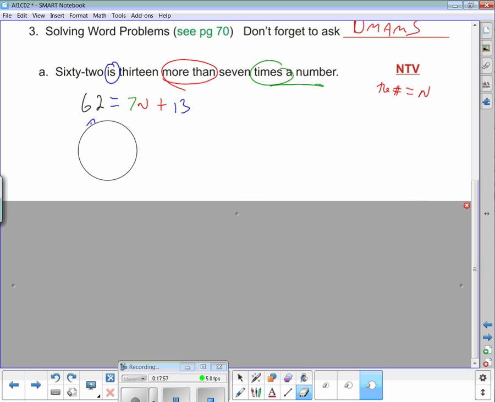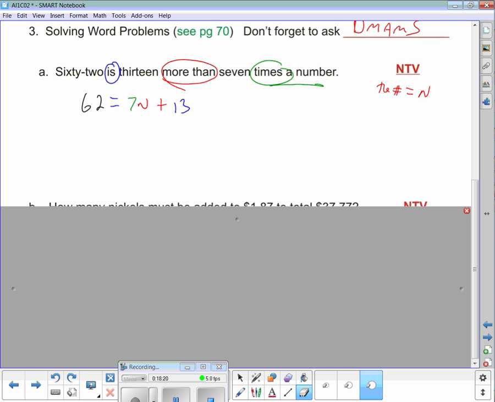You can write 13 plus 7n because of the commutative property. So you can do 13 plus 7n, but I think really the idea of the problem is 7n plus 13, right? 62 is 13 more than 7 times the number. 7 times the number plus 13. All right, we don't have time to solve this. If you did everything correctly, you would come down to 7 equals n.